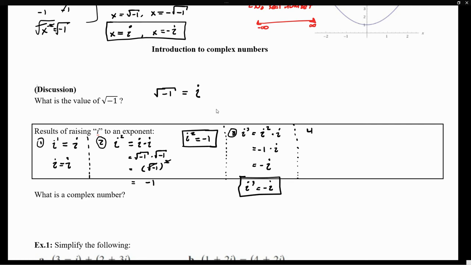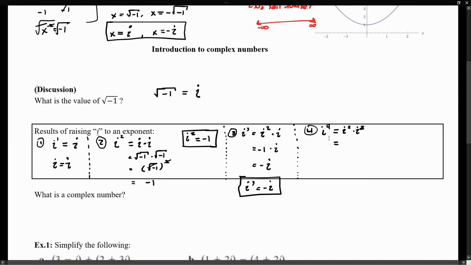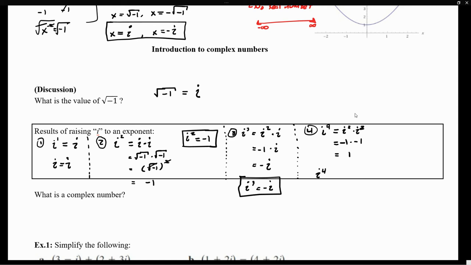Well, let's see. What is i to the fourth? Well, i to the fourth is i to the second times i to the second. But we know what i to the second is. We have an expression for that. We know that i to the second is -1. So therefore, we're going to have -1 times -1, which is essentially just +1. So here we have another characteristic. i to the fourth is equivalent to +1.